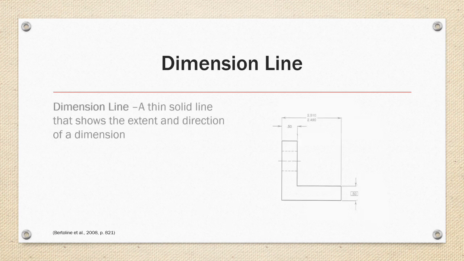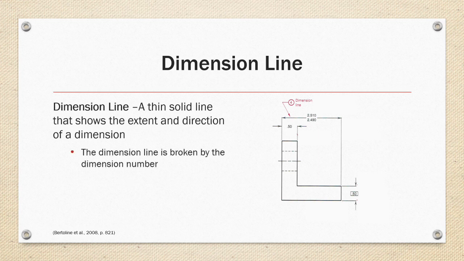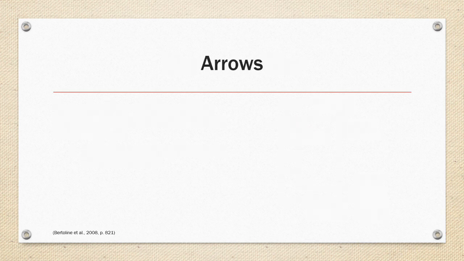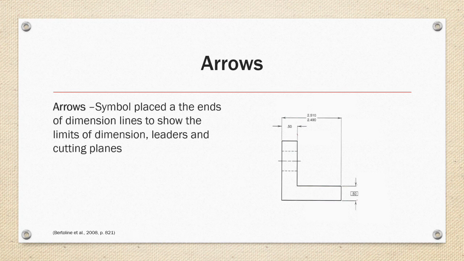Dimension lines. The dimension line is a thin, solid line that shows the extent and direction of a dimension, as shown in the image on the right. The line is broken by the dimension number. Arrows. Arrows are symbols placed at the ends of dimension lines to show the limit of dimensions, leaders, and cutting planes, as shown in the image on the right. Arrows are uniform in size, regardless of the size of the drawing.